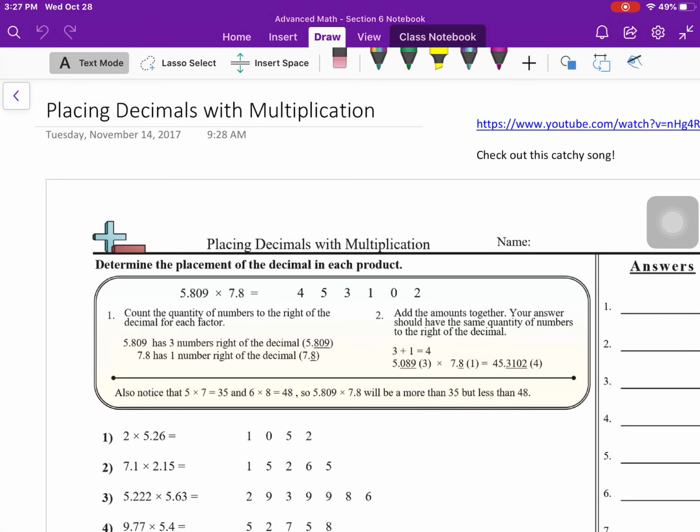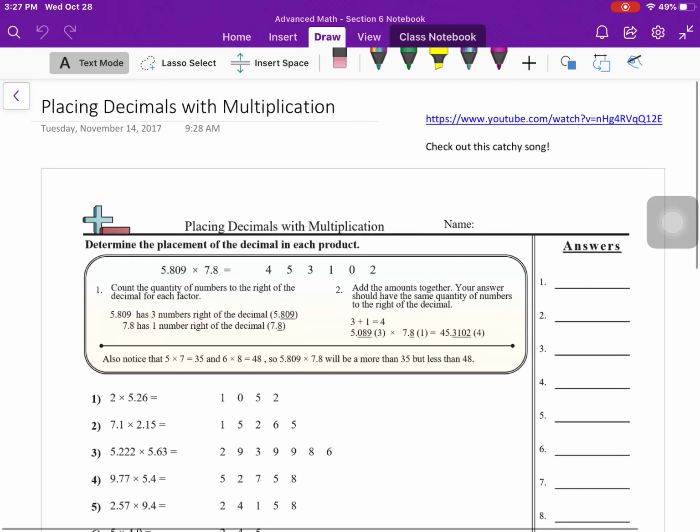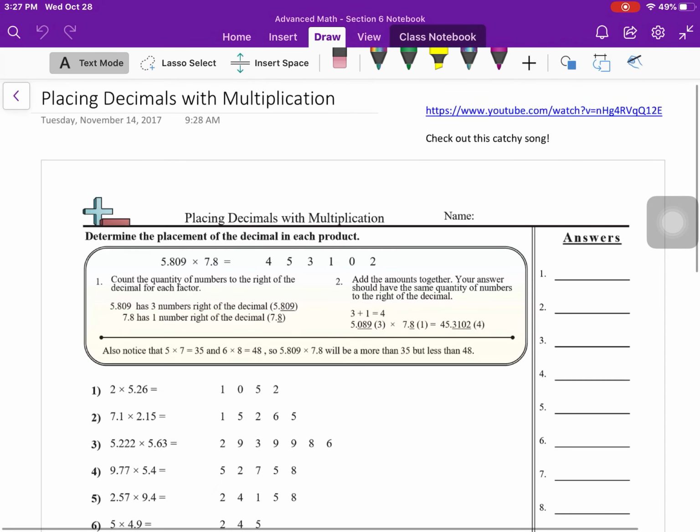Okay, moving on to multiplying with decimals. You probably want to check out this catchy song that we have for you right up here, if you haven't already done so. But let's take a look at what we have to do when we deal with decimals. Think money and think of multiplying.